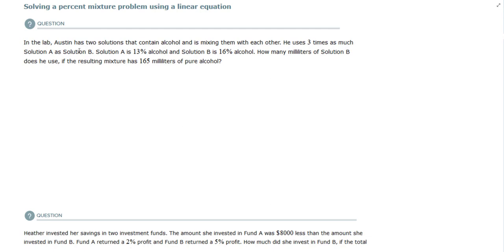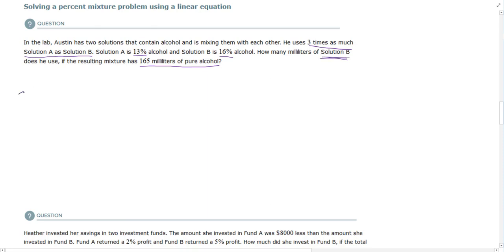So for this particular problem, we have Austin has two solutions that contain alcohol and is mixing them with each other. He uses 3 times as much solution A as solution B. Solution A is 13% alcohol and solution B is 16% alcohol. How many milliliters of solution B does he use if the resulting mixture has 165 milliliters of pure alcohol? Okay, so solution B is what we're asked to find.